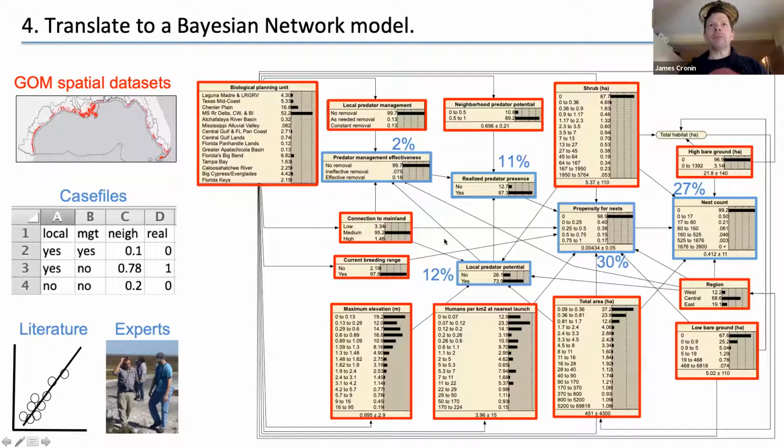I can't possibly go through all of these quantitative relationships, right? So I'm just showing you our error rates and our ability to predict these internal boxes. Happy to discuss how we do that with anyone afterwards.